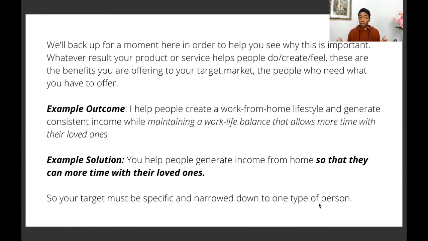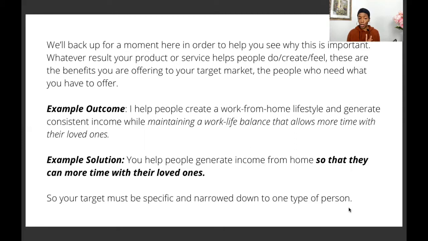So your solution would be that you help people generate income so that they can have more time with their loved ones, right? It's that simple, right? So if your product does that for people, then the people who have that problem, who are very concerned about spending more time with their family, it's going to be a draw to those people. And that would be an example of your target market, okay?